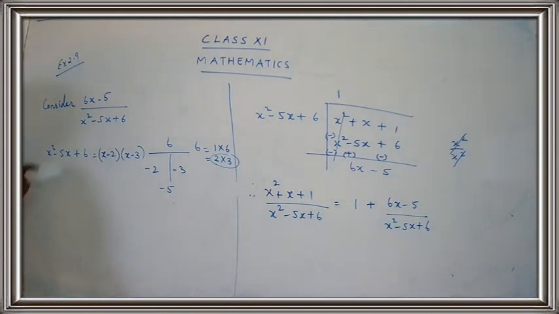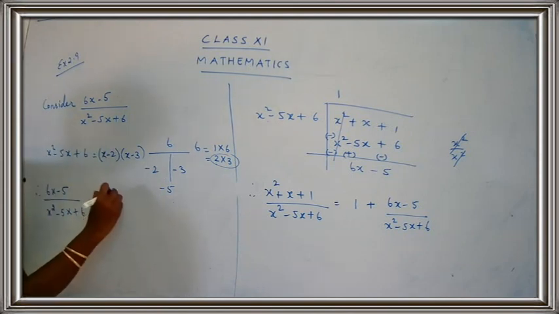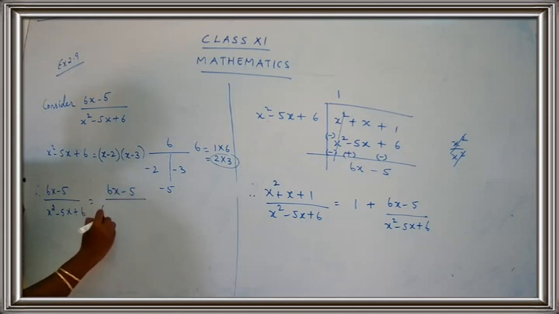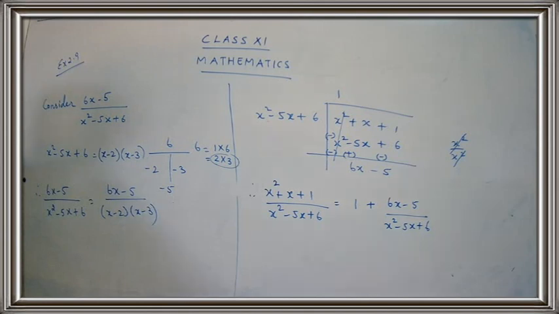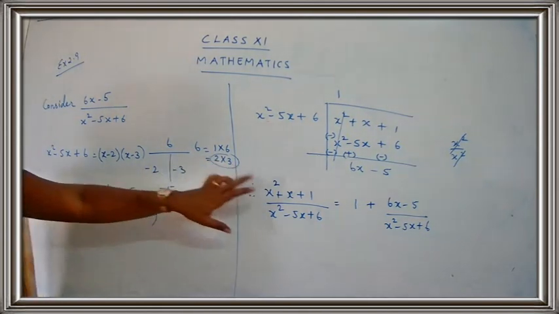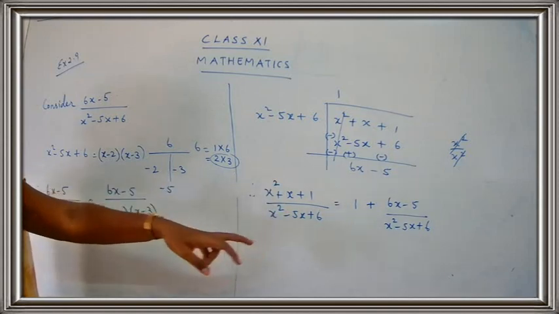Okay, so now let's consider this part again. Therefore, (6x − 5)/(x² − 5x + 6) is equal to (6x − 5)/((x − 2)(x − 3)). I hope you are clear. I am just going very slow, children. So first we have done the division. I have written the format, that is quotient plus remainder upon divisor.